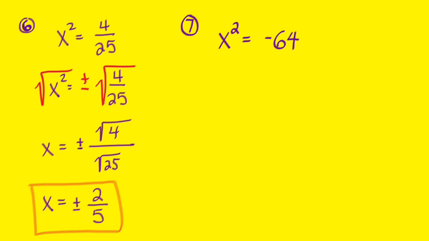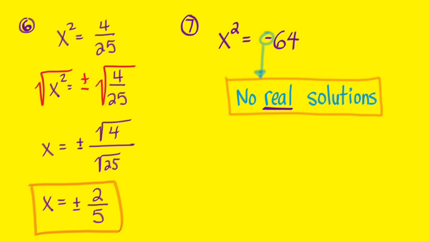Now this is x squared equals negative 64. Let's think about this for a second. Can I square root a negative number and also have a positive to it? No, because it's not a real solution, because I don't have a number that can multiply by itself and equal a negative, right? It's either a positive times a positive or a negative times a negative when we're talking about real numbers.